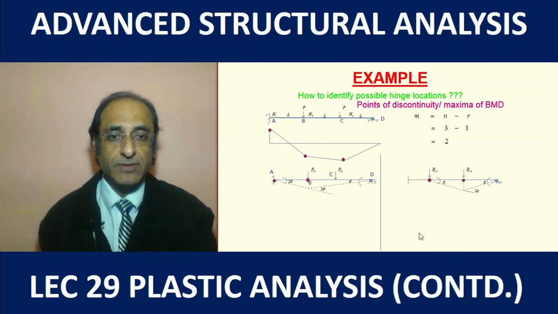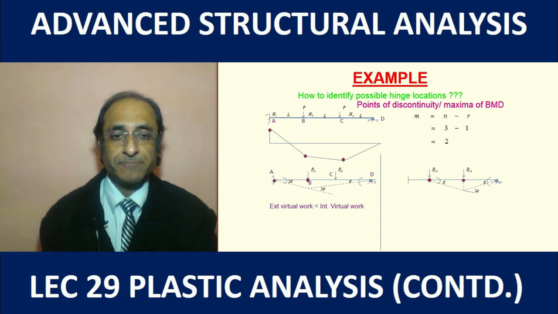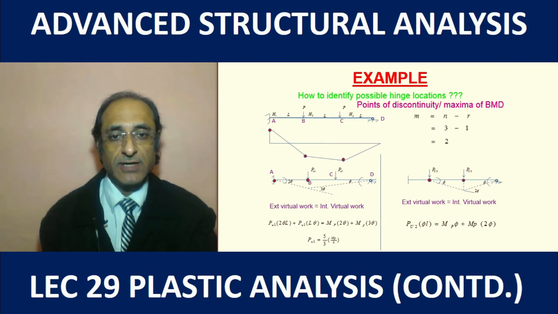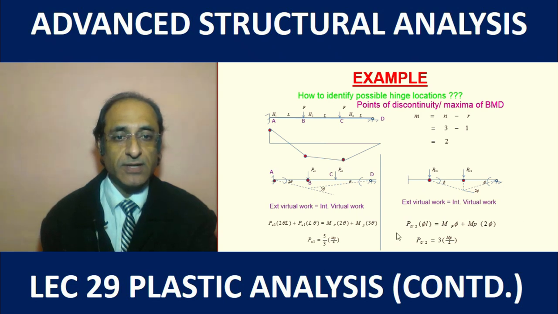So these look reasonable, and we try to find out the values of the ultimate load corresponding to these mechanisms just by equating the external and the internal virtual works. We find that in the first case the ultimate failure load is 5/3 of MP by L, and in the second case it's equal to 3 MP by L. Of course the lowest of the two qualifies as a possible failure mechanism, so we can eliminate PU2 because of its higher value. So this one is a possible mechanism, but we can be very sure only if it satisfies the equilibrium and the yield condition. So let's do that.